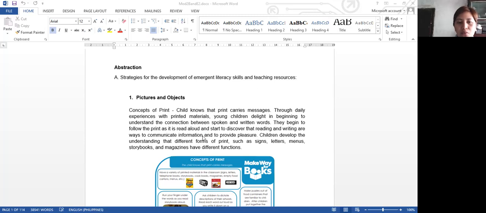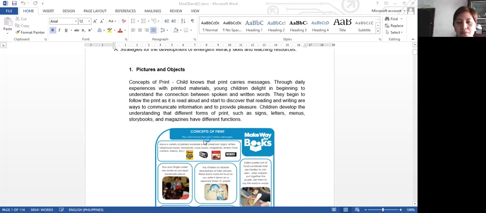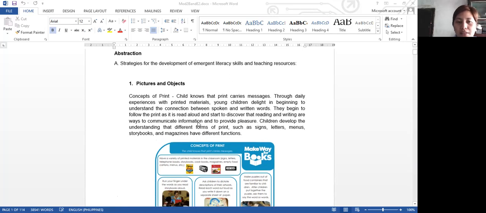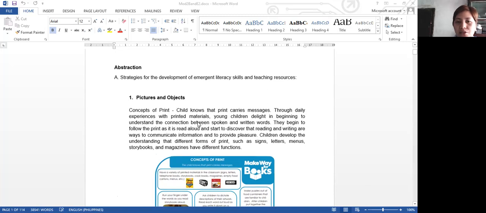For example, one of the strategies that we have here is the pictures and objects. Then another, we have the sounds, read aloud, the vocabulary or the text. All these are part of the strategies for the development of emergent literacy skills and teaching resources, because the focus in this part is for the emergent learners. When we speak of emergent learners, these are the beginners.